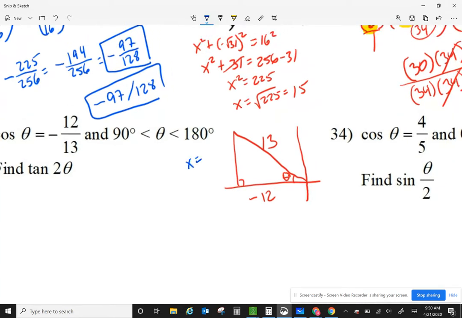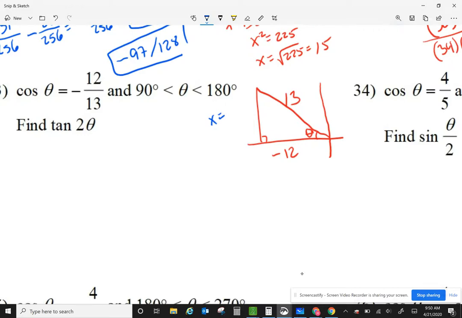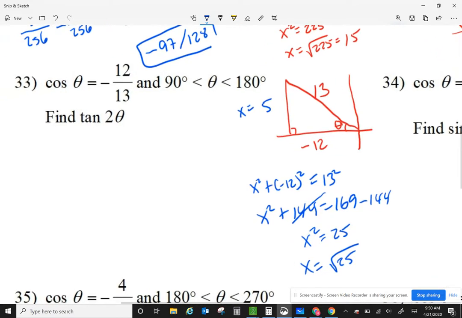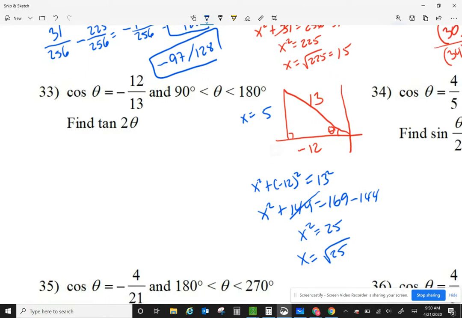This other side of my triangle, I don't know it. So I'm going to call this x squared plus negative 12 squared is equal to 13 squared. I have that x squared plus 144 is equal to 169. Let me subtract 144. I get x squared is equal to 25. So x must be the square root of 25. So I'm just going to say this side is 5.